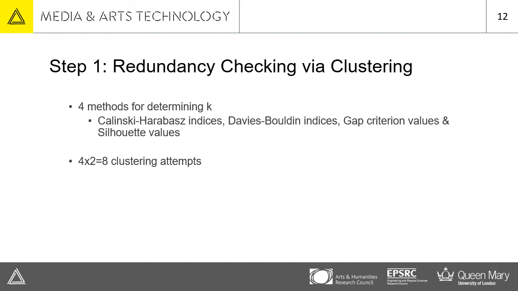K-means is then applied to each of these datasets for 4 different ways of determining an optimal K value. So in total, there are 4 ways for determining K, 2 datasets, resulting in 8 clustering attempts in total.